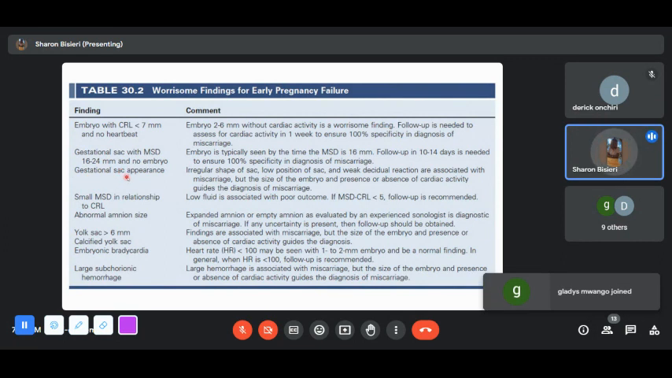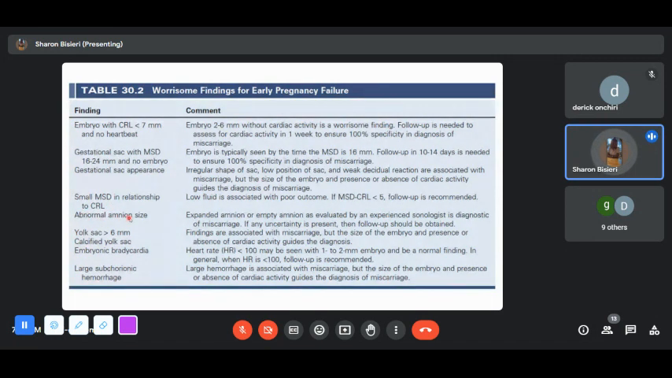When you examine your gestational sac and you find that its margins are irregular, the gestational sac itself is positioned low within the endometrial cavity, or it has a weak decidual reaction, you can include those as signs of early pregnancy failure. When the difference between the mean sac diameter and the crown rump length is less than 5, that is also a sign of poor outcome.